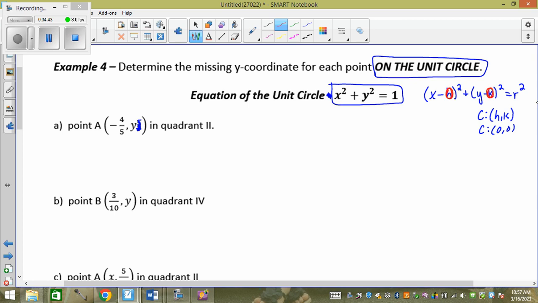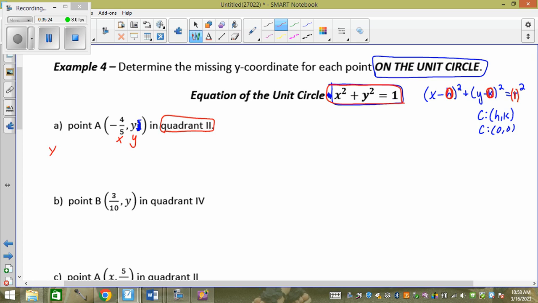What's the radius of the unit circle? 1. So what do I do when I fill that in? I get x squared plus y squared equals 1. So if it says "on the unit circle," you have to think x squared plus y squared equals 1. Now it's saying point A is on the unit circle and it's in quadrant 2. This is my x, this is my y, and I can plug it into that formula. If I remember the formula, easy question. Forget the formula exists, impossible question. There's no in between.